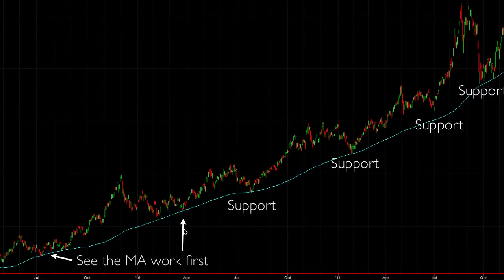So in this case, what we do is look back in time and see if the MA has worked as support. And then we can assume, and it's all about probabilities, that it will continue like that in the future. And we see it find support at this MA very nicely all the way up. And that's how we use moving averages as dynamic support resistance.